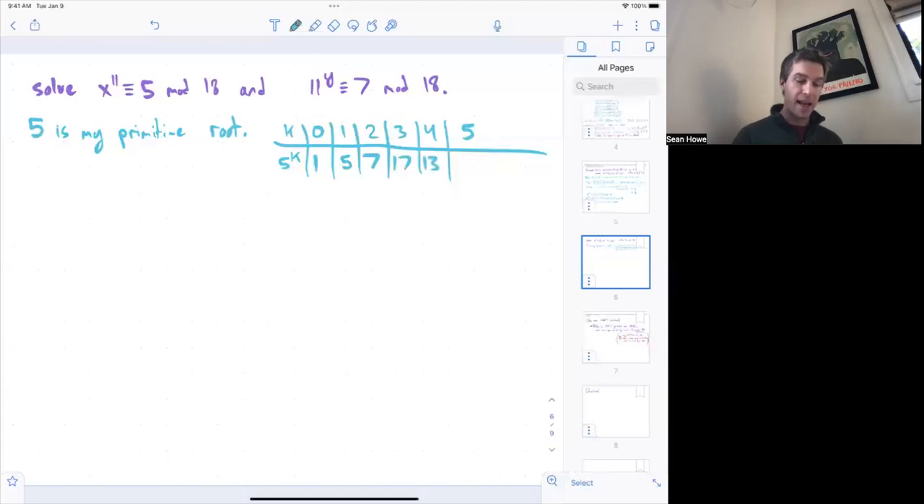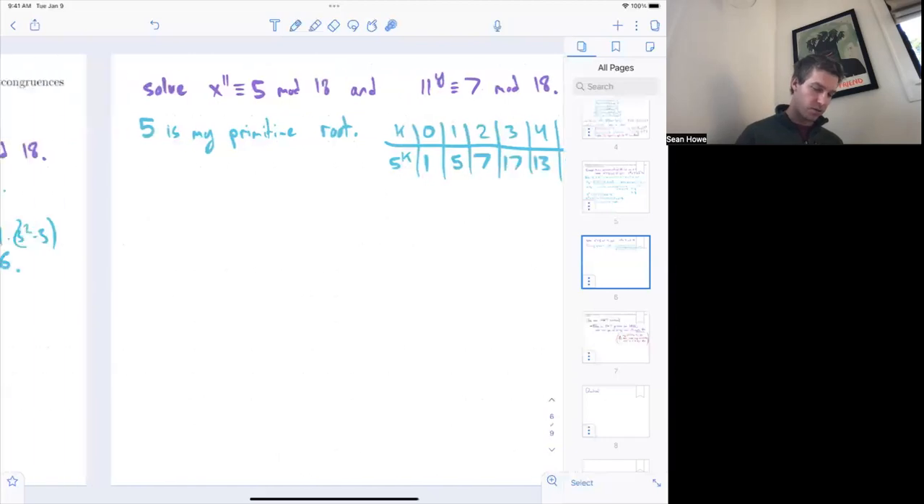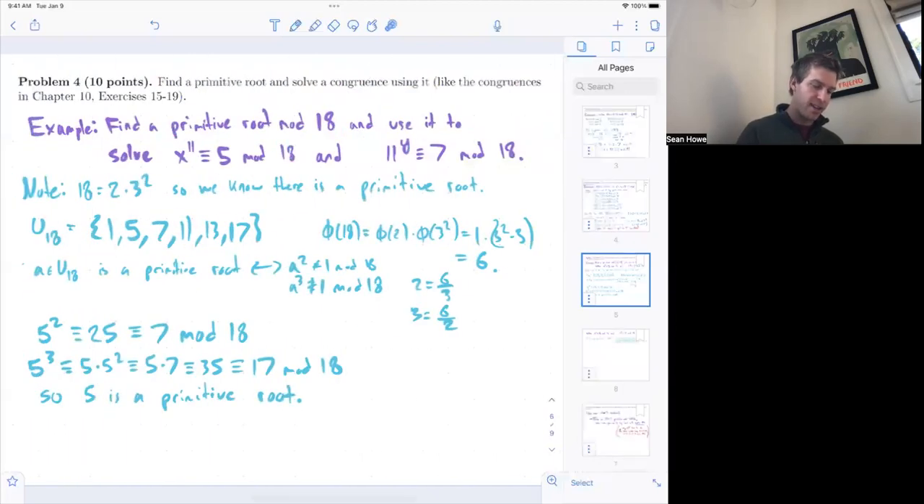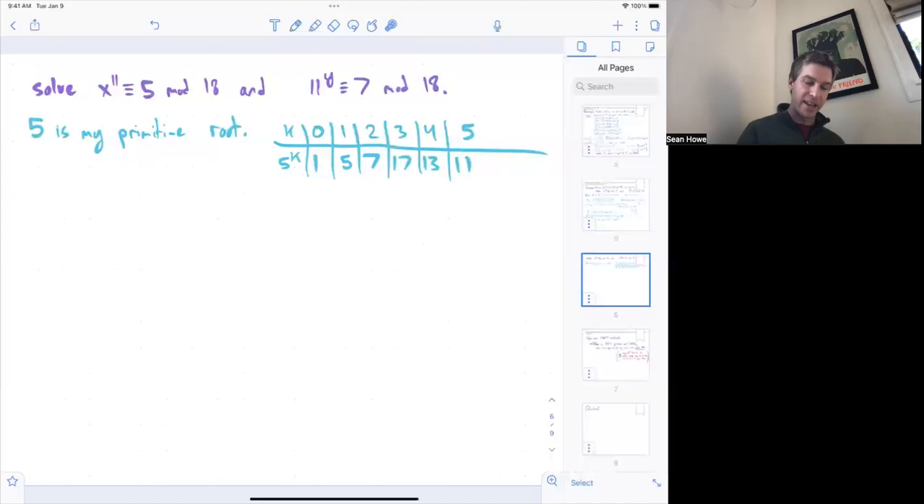And 13 is the same as minus 5. So if I multiply that by 5 again, I'm getting minus 25, so minus 7. So that's 11, which I could have just seen, since it has to be the only one you haven't gotten so far. Since I knew this was U18, and the only thing I hadn't hit yet was 11, of course I was going to get 11 here since this is a primitive root.